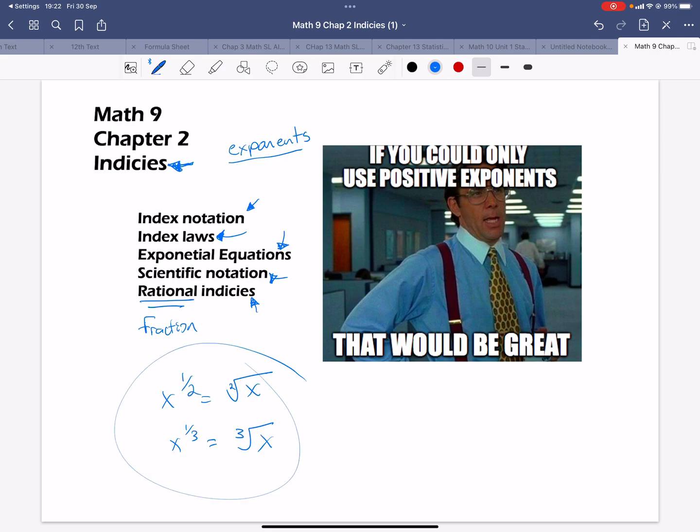This is a great quote from, what is this? Office Space. That's what it is. If you could only use positive exponents, that would be great. So positive exponents, just remember, we always want our exponents to be positive. We don't want negative exponents.